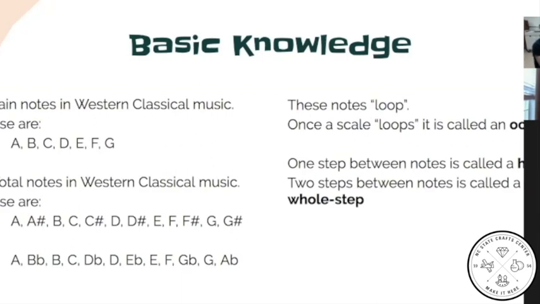So with that in mind, we have these 12 total notes: A, A sharp, B, C, C sharp, D, D sharp, E, F, F sharp, G, G sharp. Or alternatively, A, B flat, B, C, D flat, D, E flat, E, F, G flat, G, and A flat.